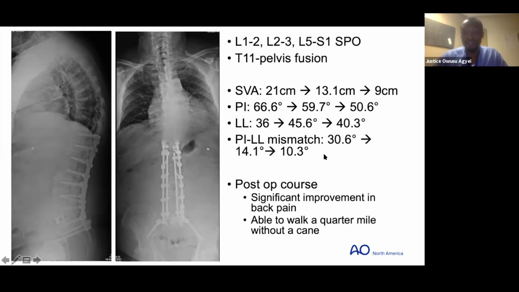And these are the patient's results. After this, you can see the lumbopelvic mismatch drastically improved to a 10. You can see significantly improved lumbar lordosis. And in most cases, with restoration of lumbar lordosis, thoracic kyphosis also normalizes. And this patient, his pain was significantly improved, and he's able to walk a quarter mile without any assistive devices.